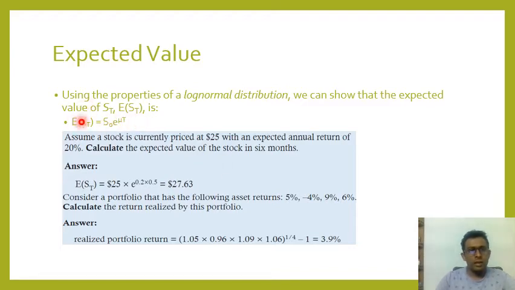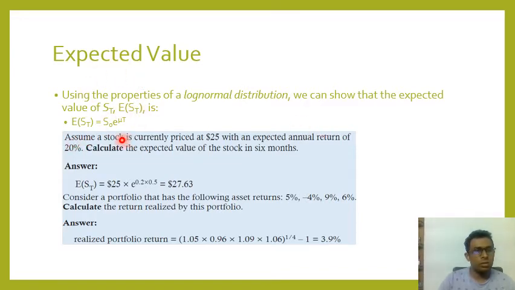There is a formula with e raised to mu t. The expected value of the stock at time t is equal to S0, the stock value now, times e raised to mu t. Mu means expected return, and t means the length of the time period. So this is just the normal continuously compounded formula that is being used here.